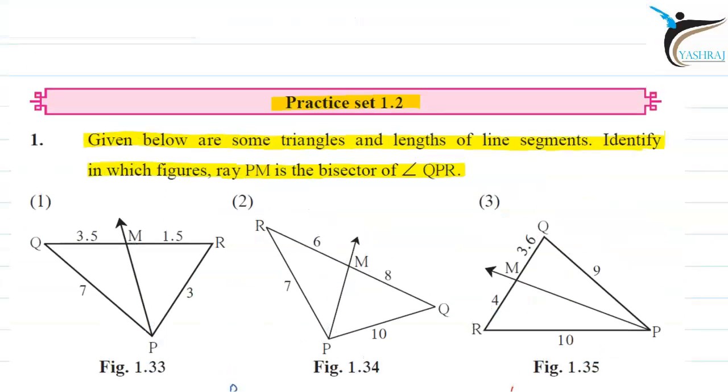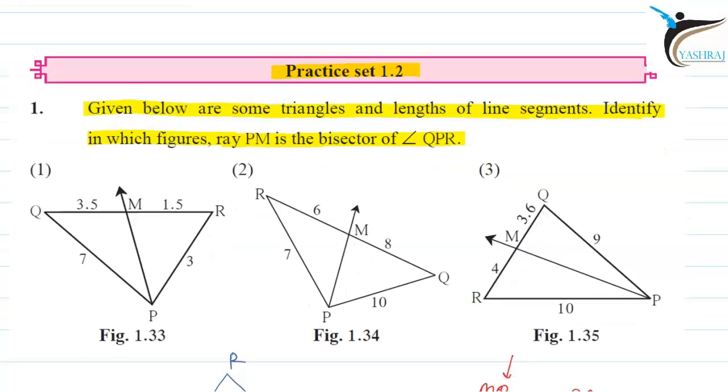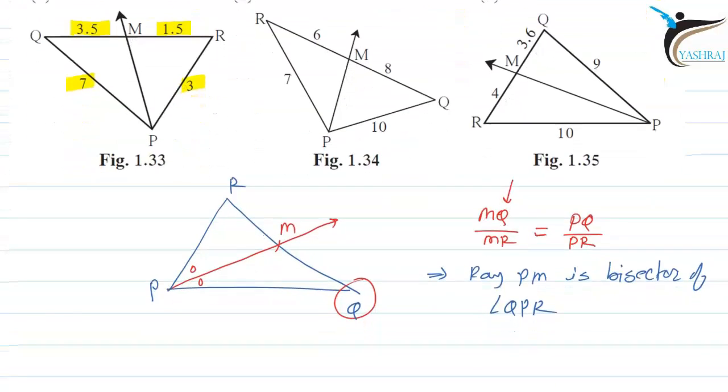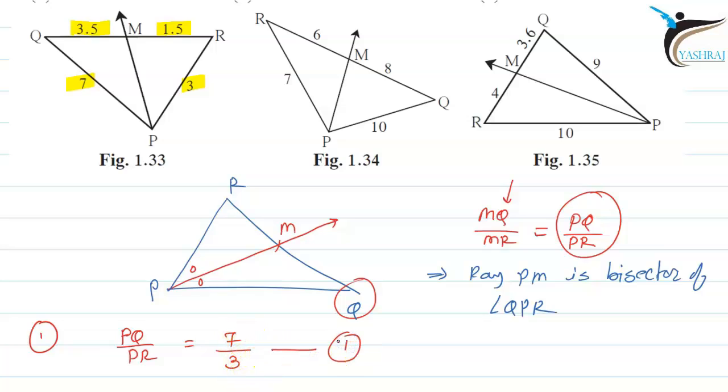So look at the first triangle carefully. In the first triangle PQ is 7 while PR is 3, QM is 3.5 while MR is 1.5. First of all we find the first ratio, PQ divided by PR. PQ is 7 and PR is 3, so PQ divided by PR equals 7 by 3. There is no common divisor between numerator and denominator. I call it equation number 1.